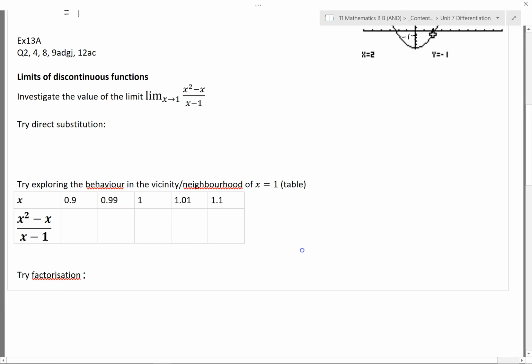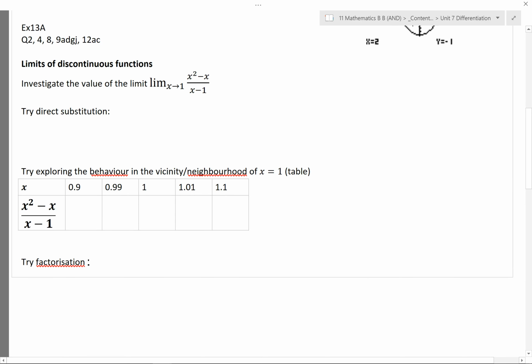Unfortunately, it's not always that easy. If I tried to investigate the value of this limit here, whenever I write limit, the x approaching 1 should be below, and it all should be in the one line. So I'll try direct substitution here. I'll substitute 1 in here. So 1 squared minus 1 over 1 minus 1 would get me 0 divided by 0, and I would think that this is undefined.